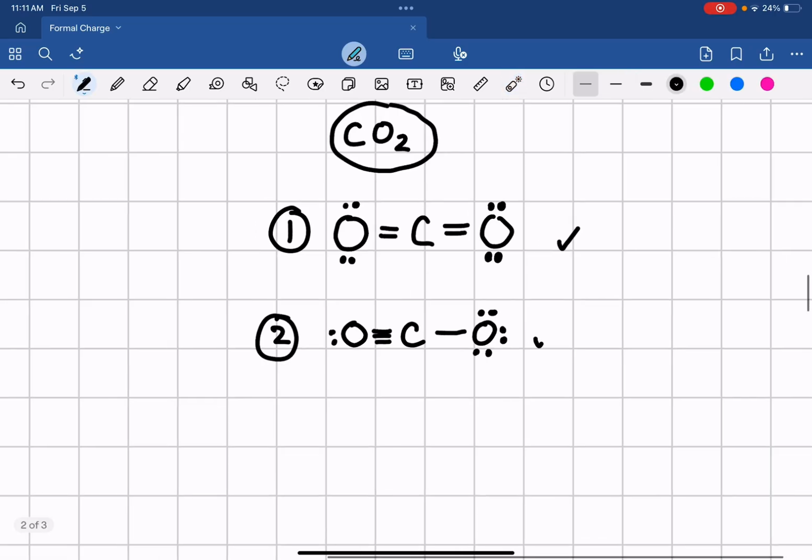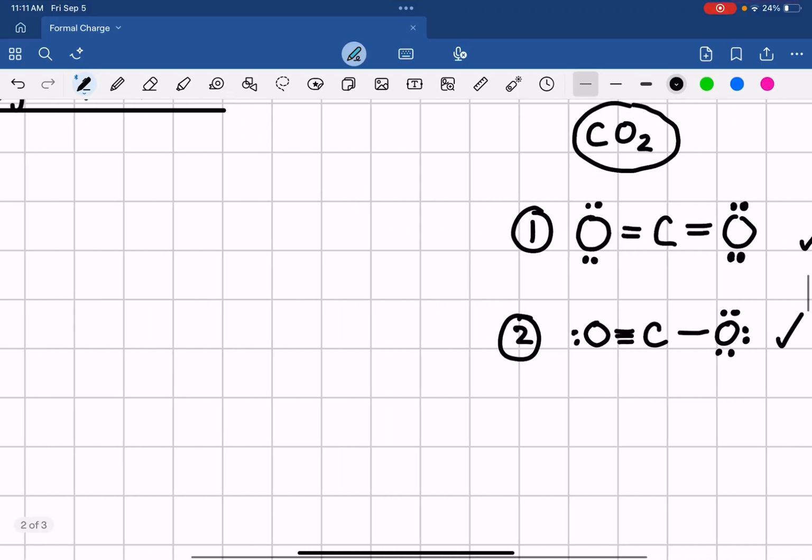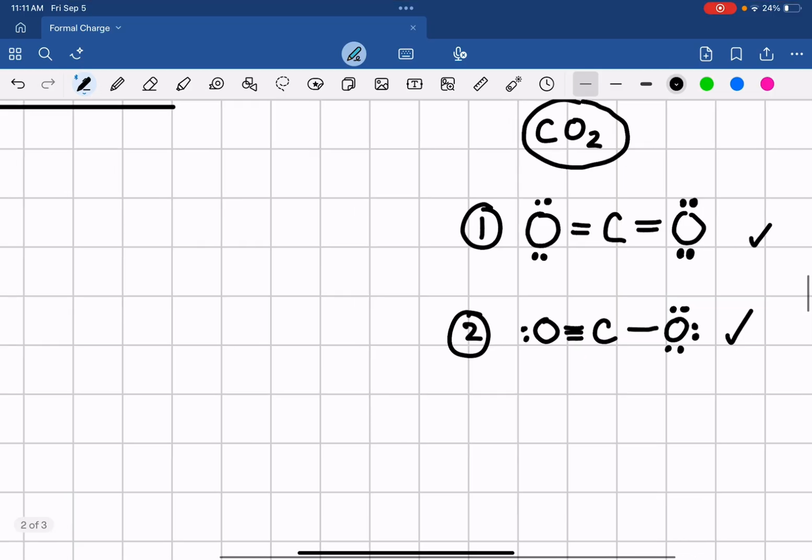Now, how do we differentiate which one is the correct structure that chemists would typically associate with this compound? The way to figure this out is through formal charge, which would tell us overall if there is stability. So let's take a look at the formula, and we'll come back to this. I just wanted to show you which of these two forms of carbon dioxide is the most stable.